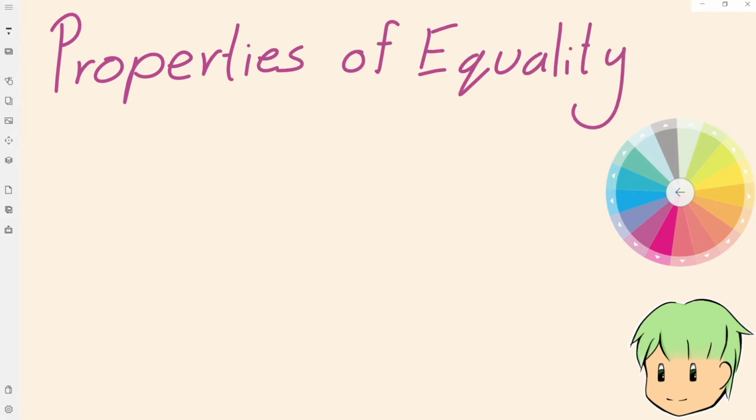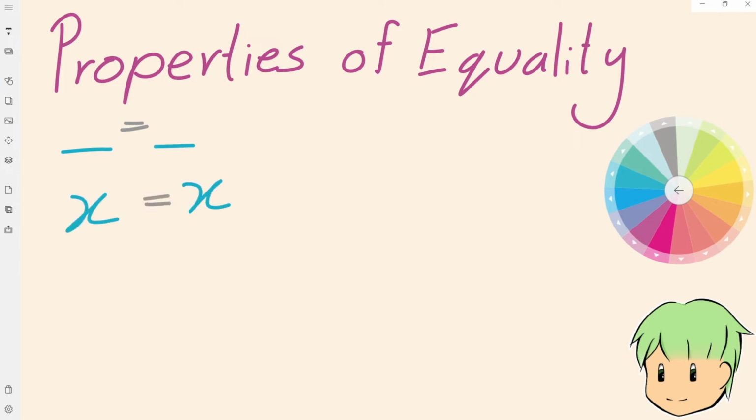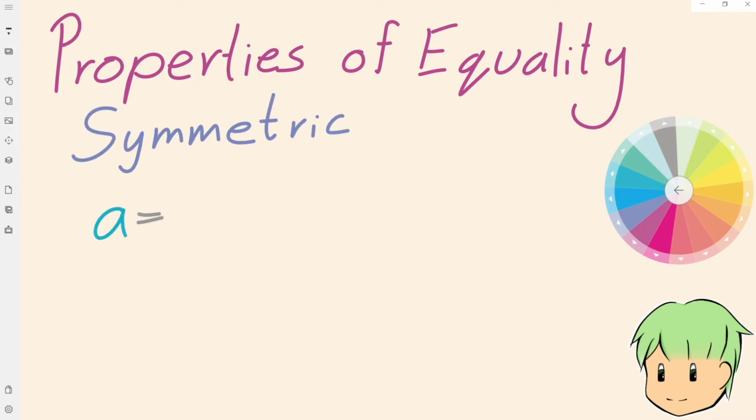Now we have to talk about properties of equality. The first property is simple but important in math. It states that any value is equal to itself. For example, x equals x. The second property states that equality is symmetric. If A equals B, then B equals A too.